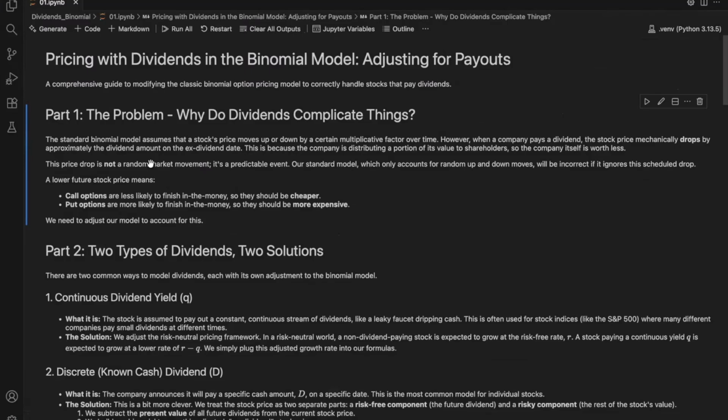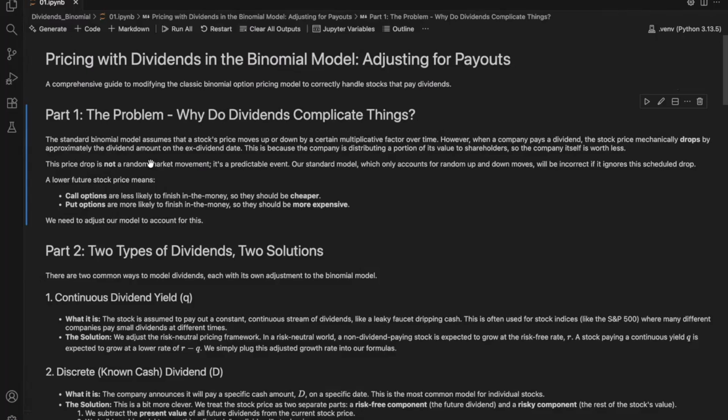In the world of option pricing, the binomial model is a powerful and intuitive tool that helps us understand how an option's value evolves over time. However, the standard model operates in a simplified world, one where companies never return cash to their shareholders. In reality, many companies pay dividends, and this seemingly small detail can have a significant impact on the option's price.